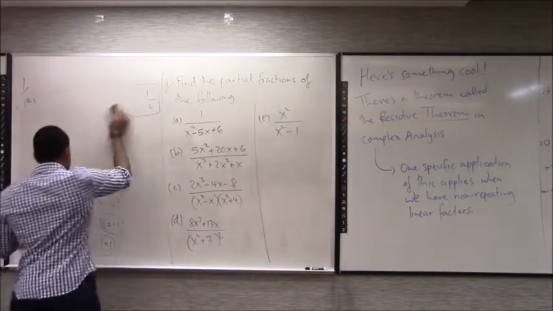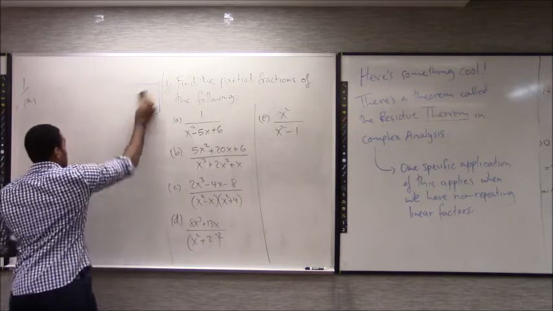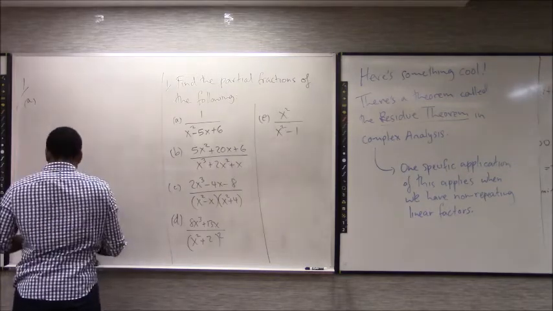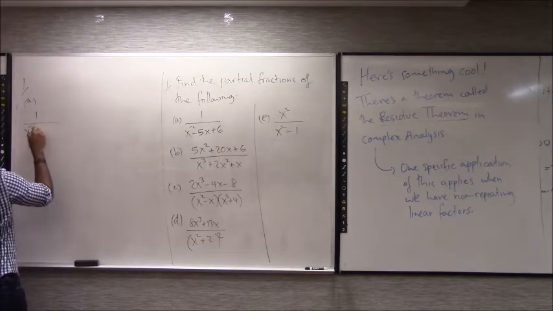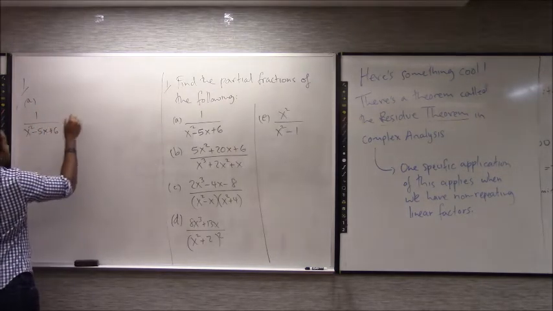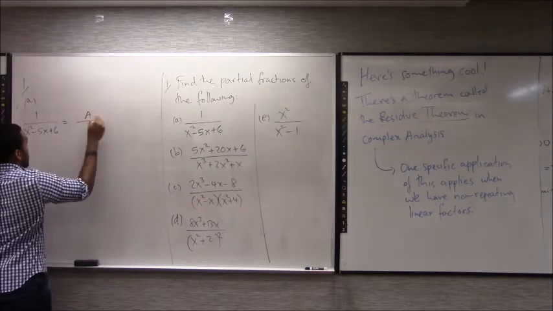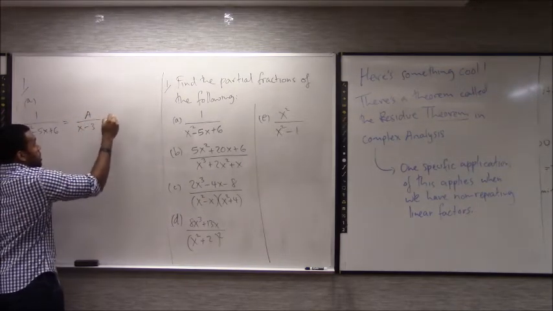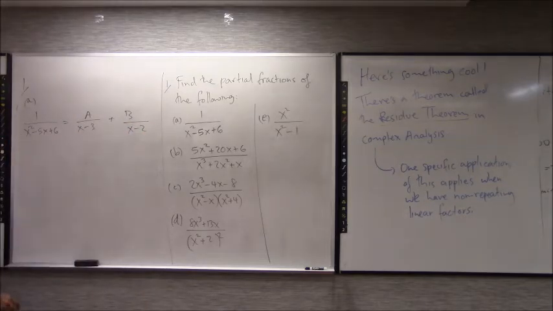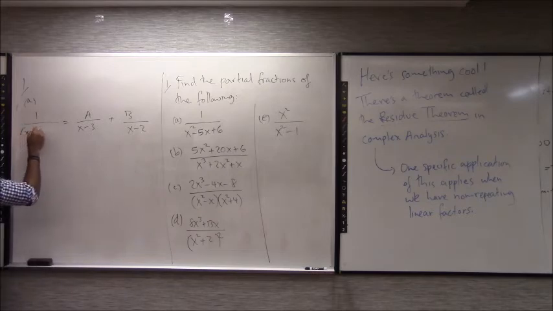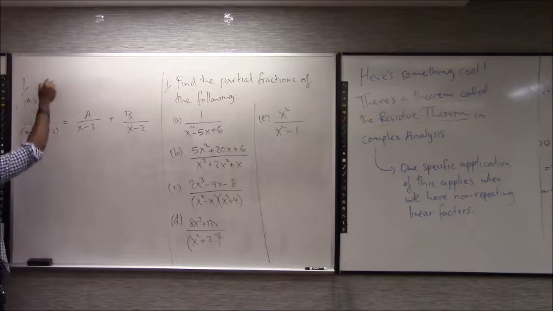So I'm not going to tell you the theorem, I'm literally going to tell you a trick that will work with the linear case. So if you look at this guy again, you know that this is a over (x minus 3) plus b over (x minus 2). And I know that this becomes (x minus 3)(x minus 2). So 1.